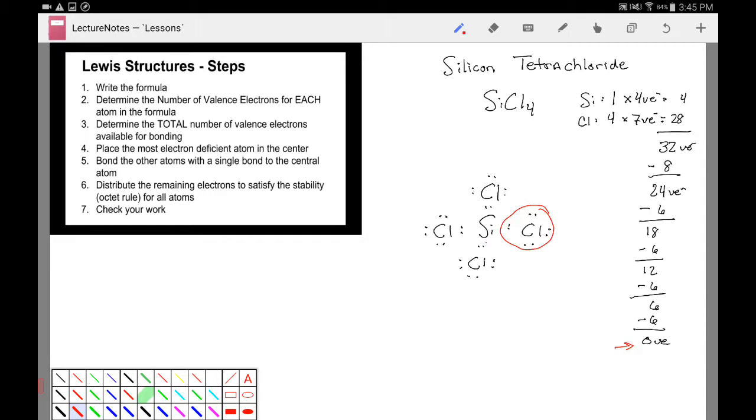We need to make sure that all the octets are satisfied for the chlorine atoms around the outside. And in addition to that, we need to make sure that the octet of our silicon in the center is also satisfied, which in this case it is.